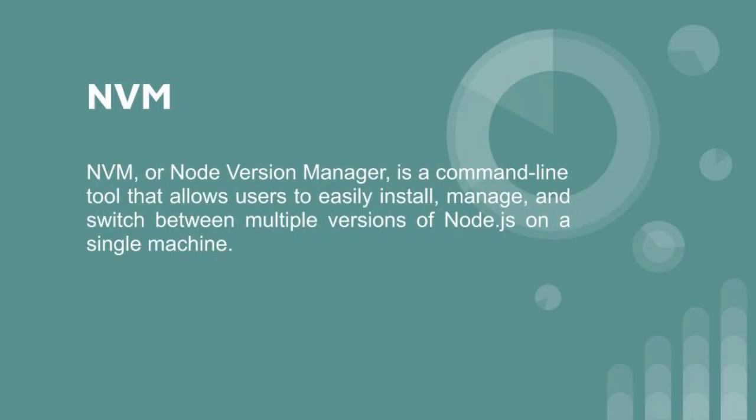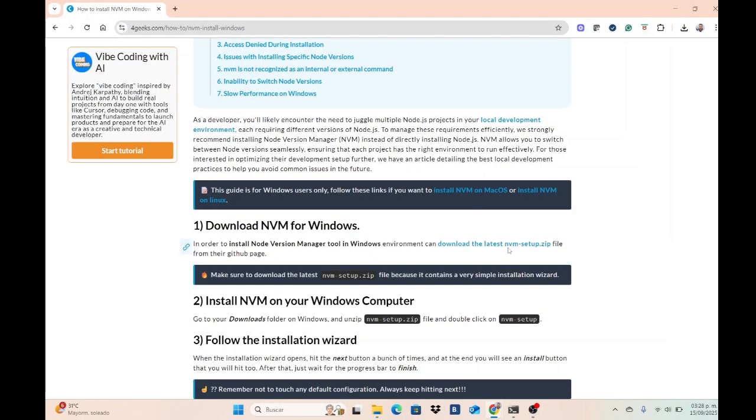NVM, or Node Version Manager, is a command line tool that allows users to easily install, manage, and switch between multiple versions of Node.js on a single machine. So it's very useful to handle different projects with different Node versions. Now let's see how to install and use NVM.